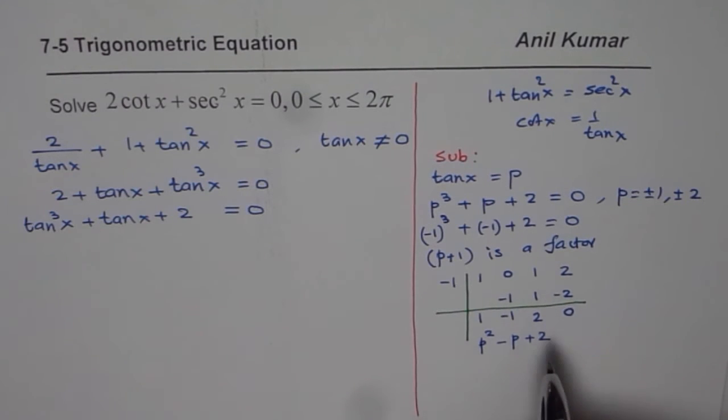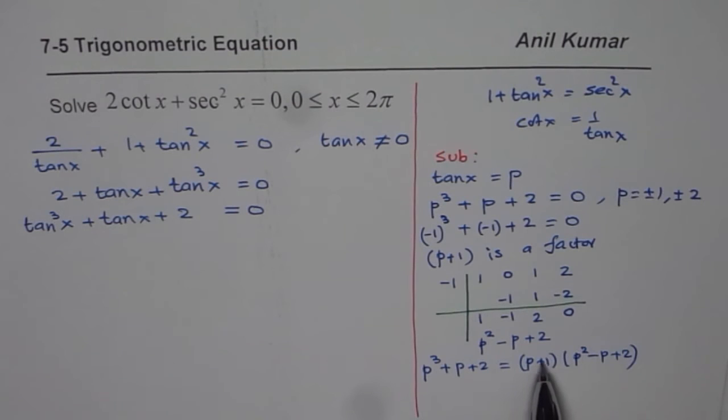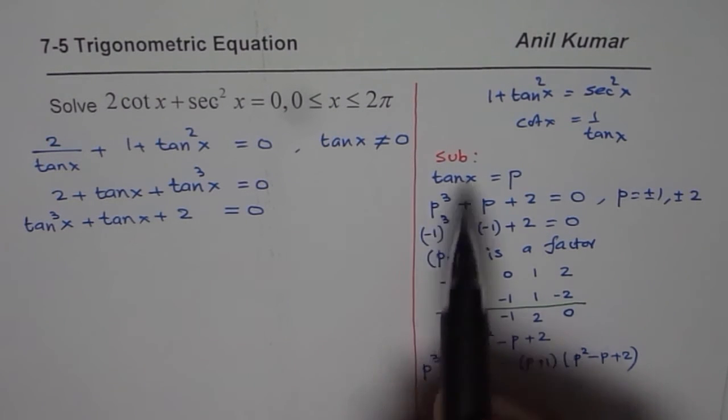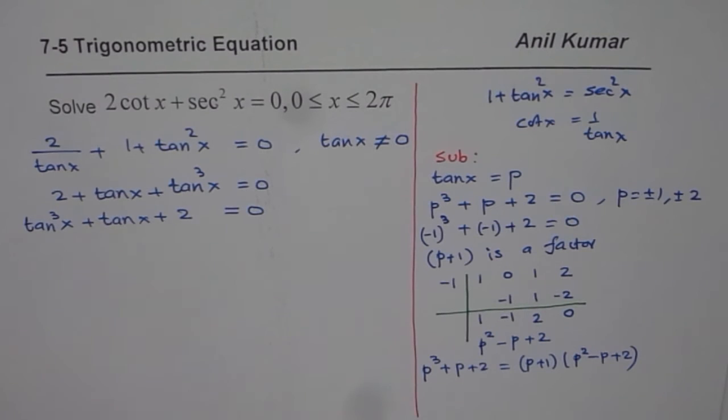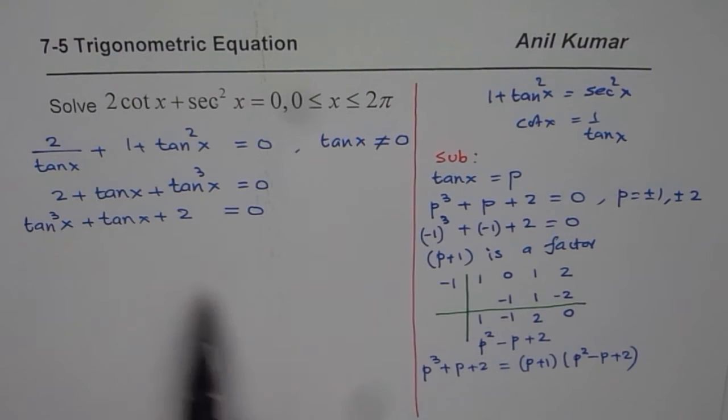correct? Therefore, we could write p cube plus p plus 2 as equals to p plus 1 times p square minus p plus 2. Okay. Now, those of you who have some doubts on this, you can actually expand and see whether you get the same thing or not. Correct? Now, what is p for us? It is tan x. So, and this is the equation which we are working on.